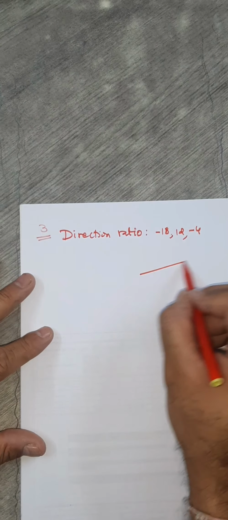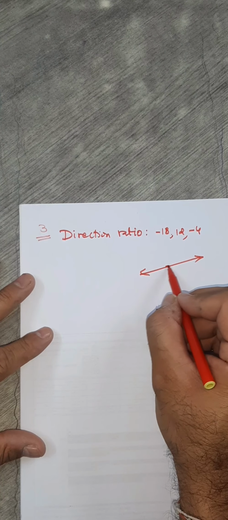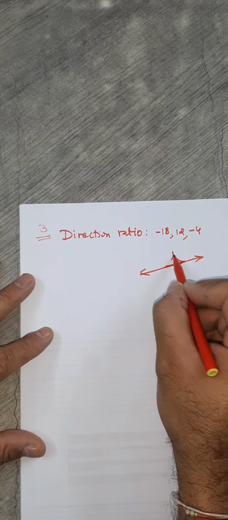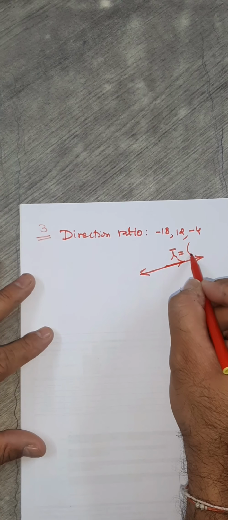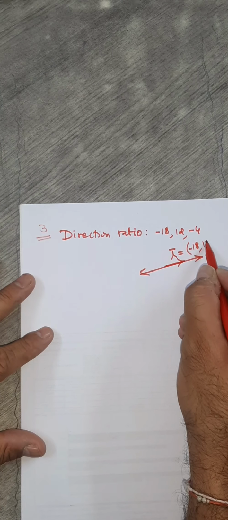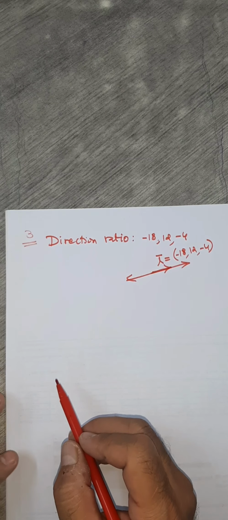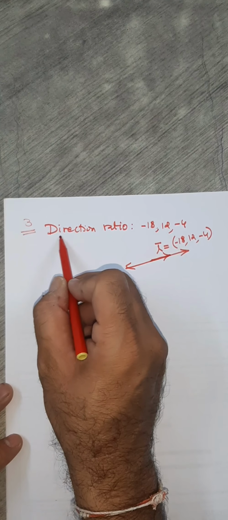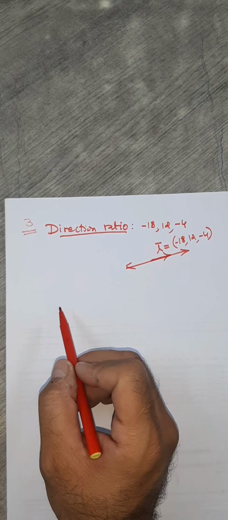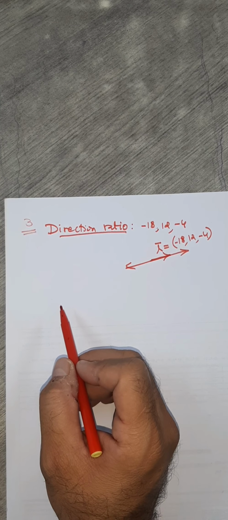Fine. So if this is a line, for example, and let's take this as a vector L bar, this is a direction. So it is minus 18, 12 and minus 4. It's a vector in the direction of a given line. That's sometimes called direction ratios. What about direction cosines? We make it unit. That much only you need to do, remember.